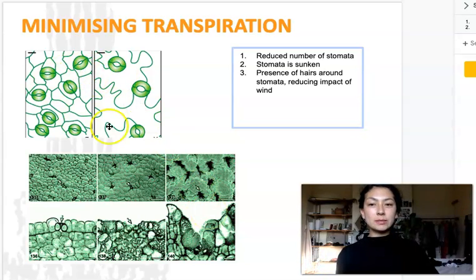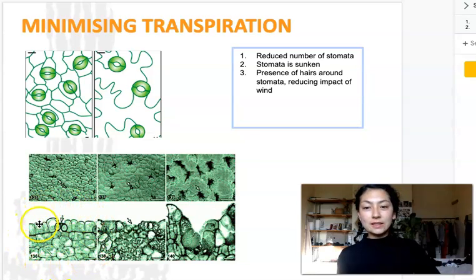A couple of things that stomata can do is there can just be a few less of them. With fewer stomata, there are going to be fewer opportunities for transpiration to occur. Another thing is that we can see the presence of shrunken stomata. If we look at this diagram here, this is a stomata that is on the surface, so it's reasonably exposed to the elements, so the wind and heat. This one on the far right here is a stomata that is shrunken.